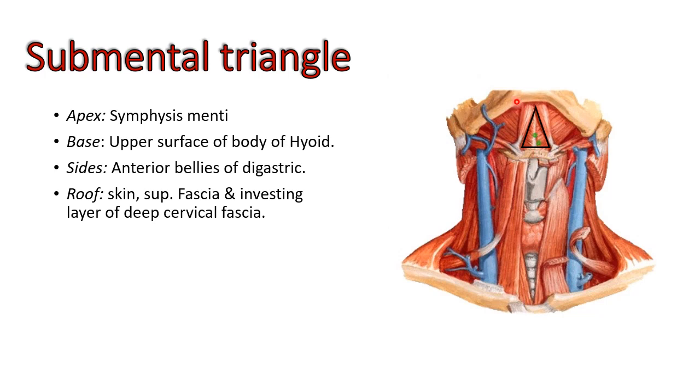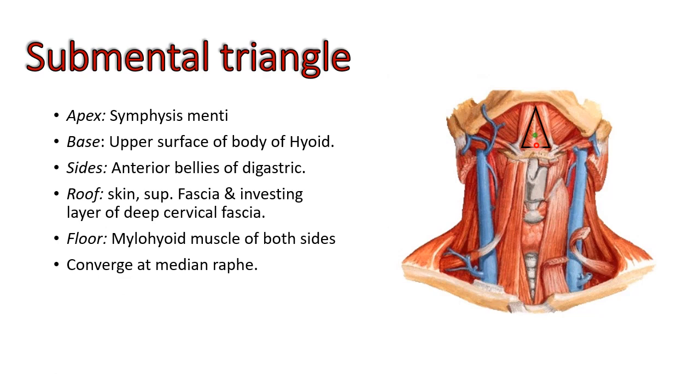cervical fascia, which will be attaching to the lower border of the body of the mandible. So as I told you, the floor is mainly formed by the mylohyoid muscle of both the sides which converge in the midline. Now what is the content of the triangle?